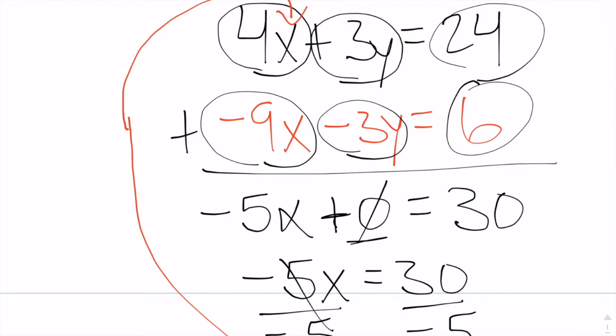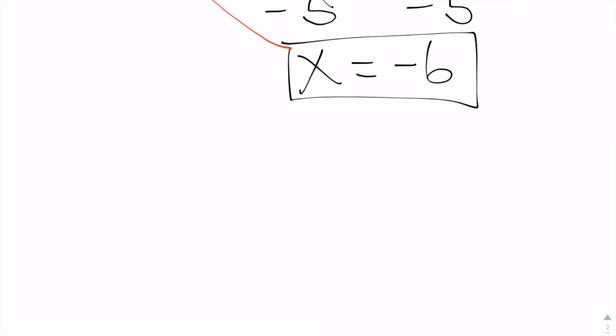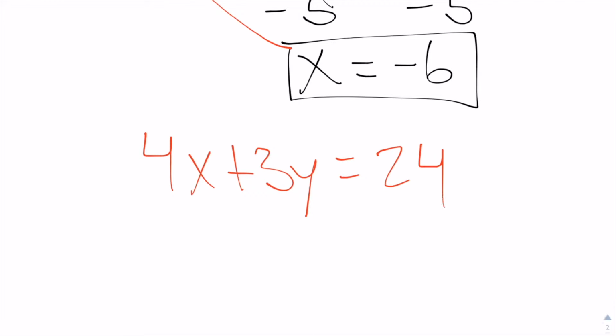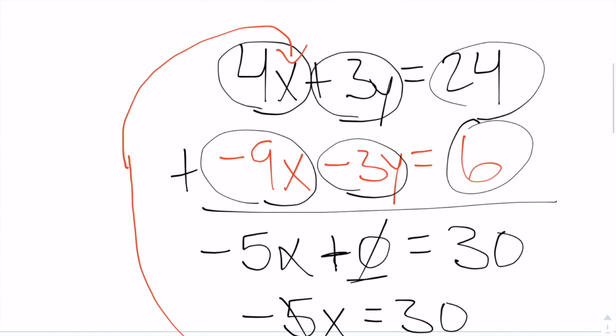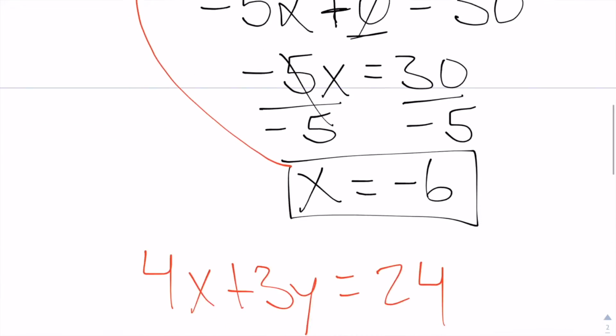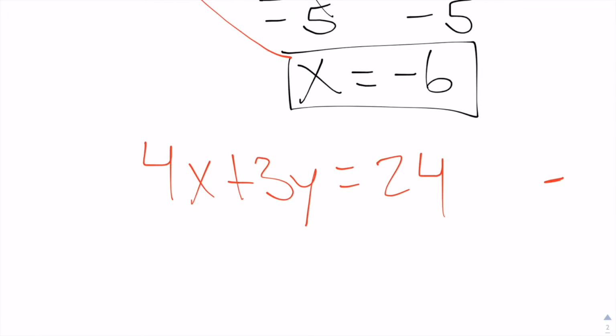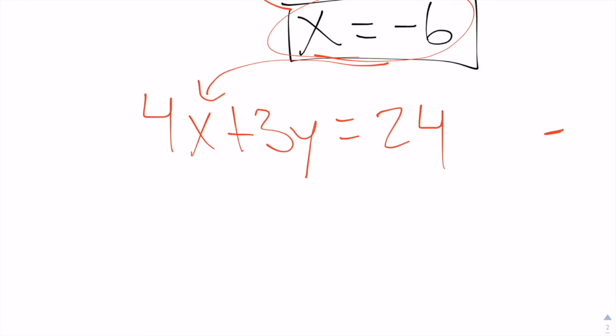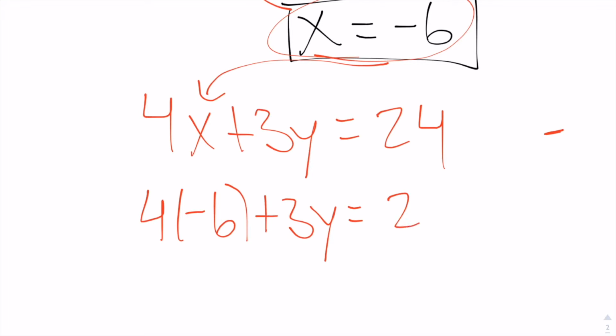Okay? So 4x plus 3y equals 24. All I did was take the top equation here and just rewrite it down here. That's all I did. Nothing special. But now I'm going to plug this value in for x. Okay? So I'm going to rewrite it. 4 parentheses, and just plug in -6. -6 plus 3y equals 24.